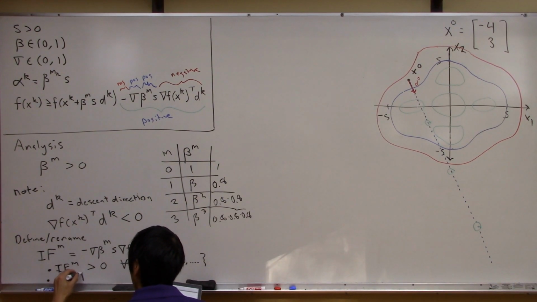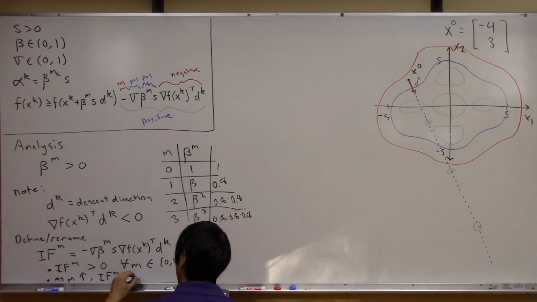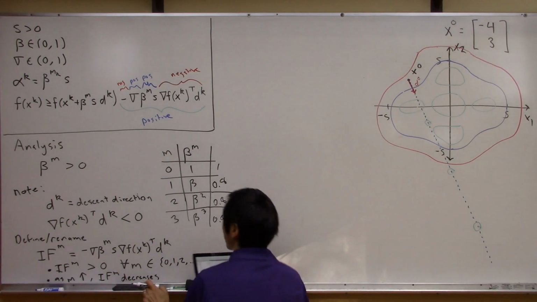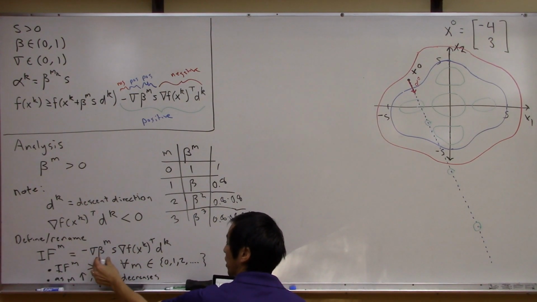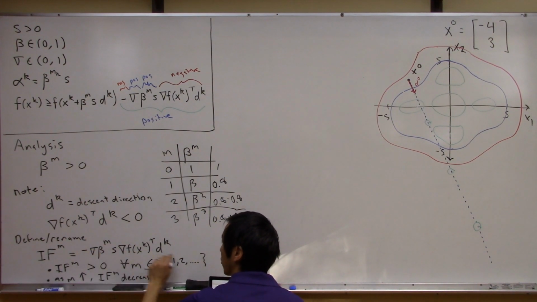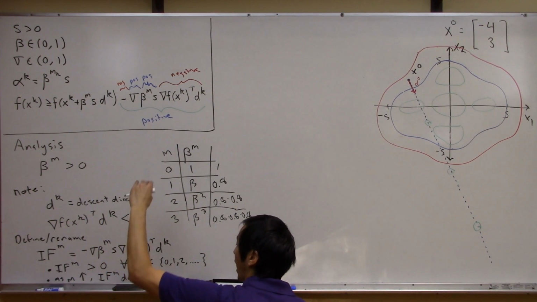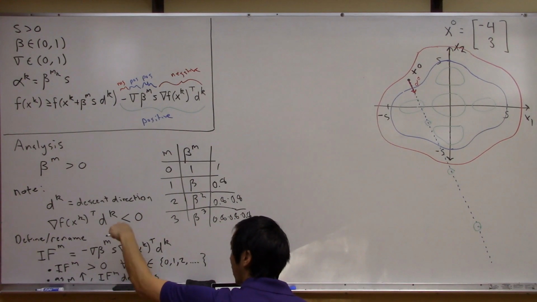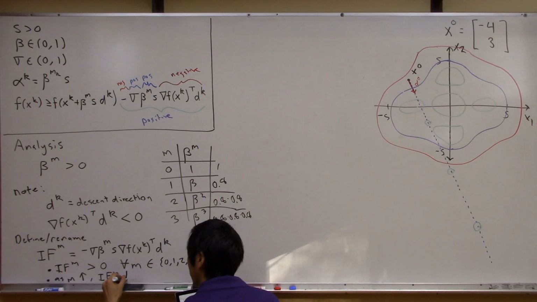as m increases, the whole improvement factor decreases. The reason that happens is because this beta to the m term is the only thing that's changing at every location. Everything else in this term is fixed and constant. So the entire improvement factor, as m goes up, just starts going down. Maybe let's use arrows.